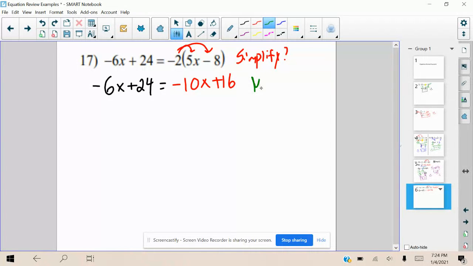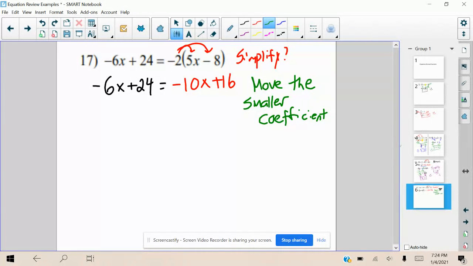You want to move the smaller coefficient. And why we're going to be doing that is because when we move the term that has a smaller coefficient, or the least valued coefficient, we're going to end up with a positive coefficient for our variable, which eliminates any possible issue of dividing by a negative.